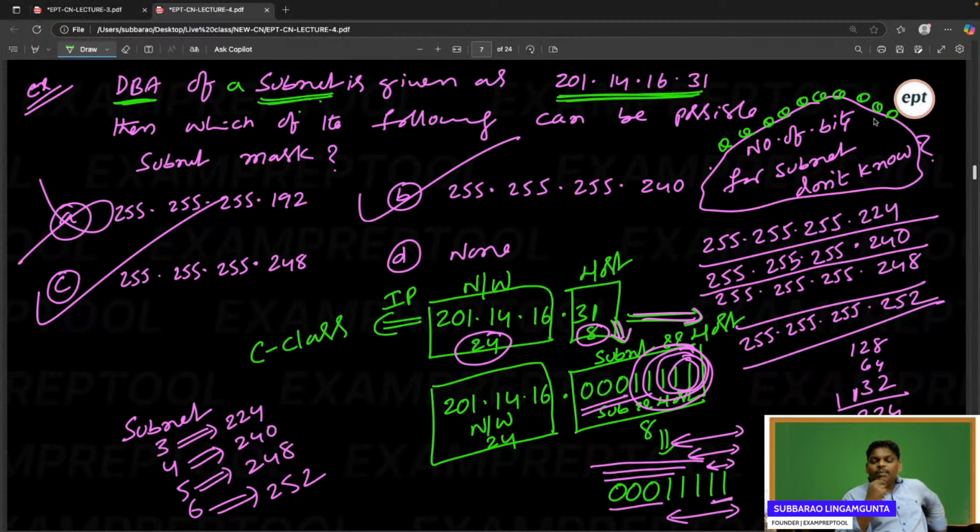DBA of a subnet is given as 201.14.16.31. Then which one of the following can be a possible subnet mask? The only dilemma here is that we don't know the number of bits for the subnet. When you don't know the number of bits for the subnet, you don't know the number of bits for the host also. So there is a dilemma, and because of that dilemma, many answers will come.